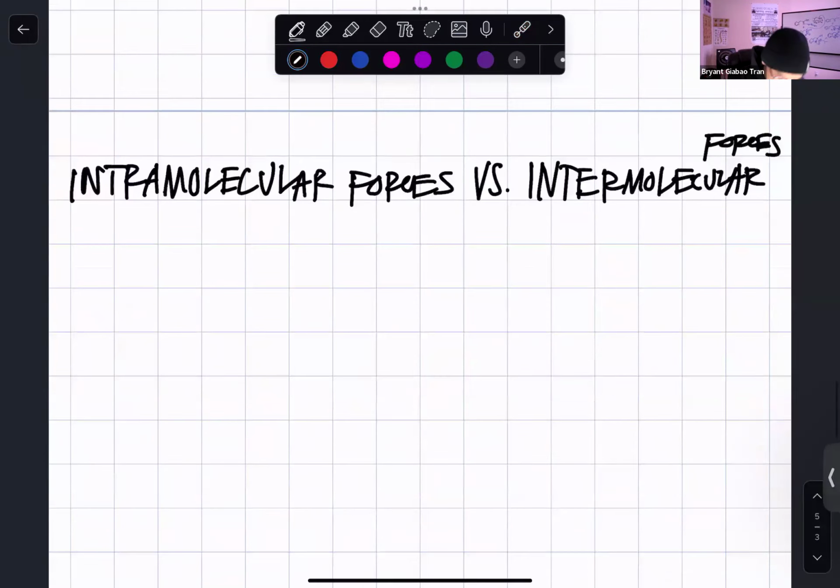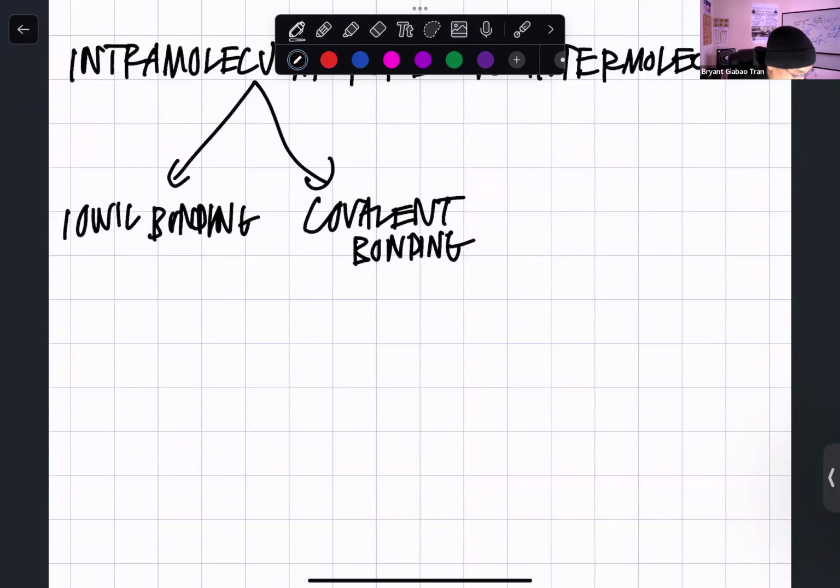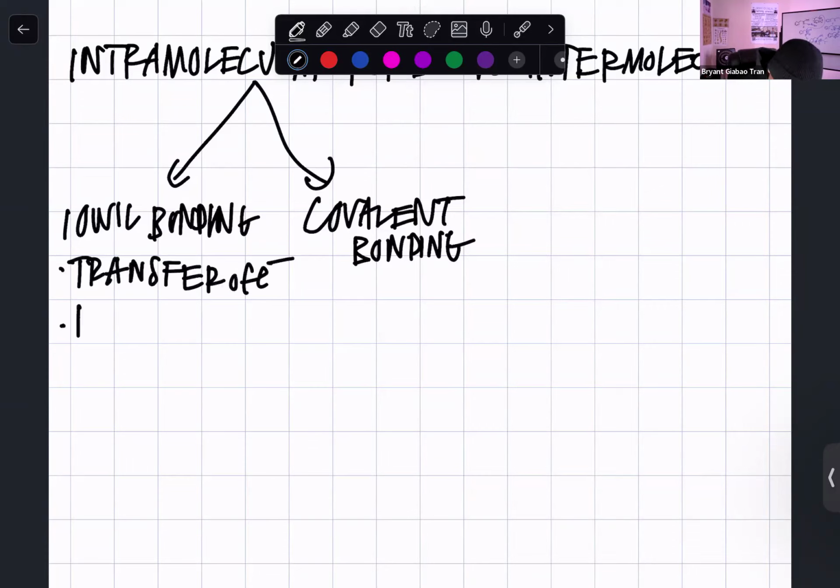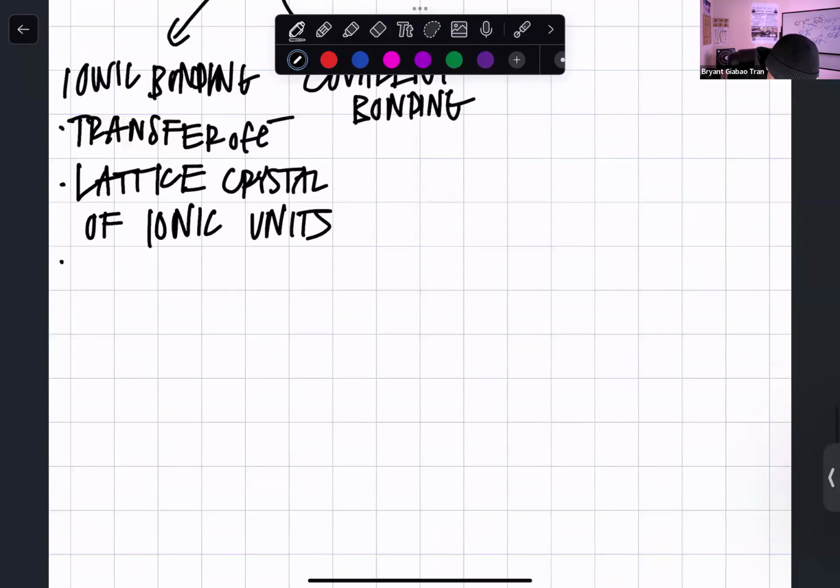Right. So some intramolecular forces are going to be ionic bonding, and the other one is going to be covalent bonding. Right. And ionic bonding is going to have a transfer of electrons, and they're going to form a lattice crystal from ionic units. Right. And they are typically from metals and non-metals.